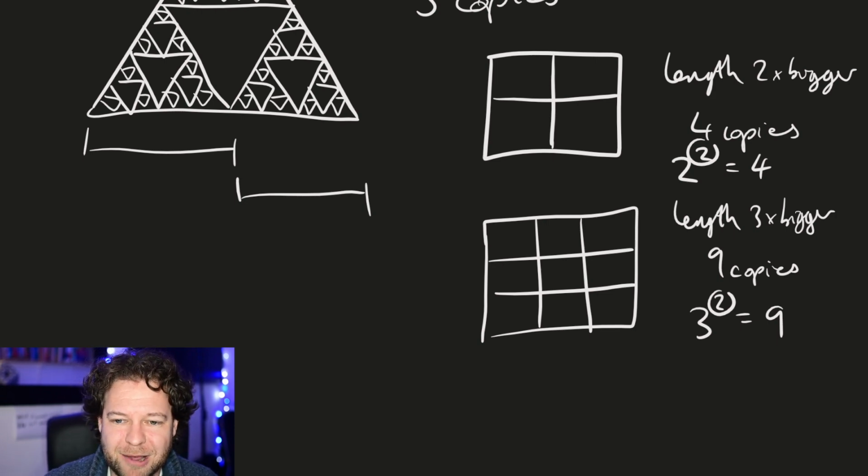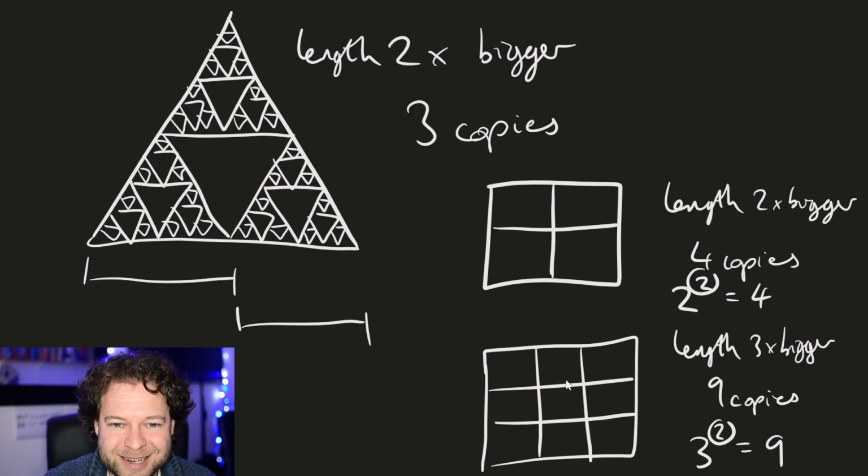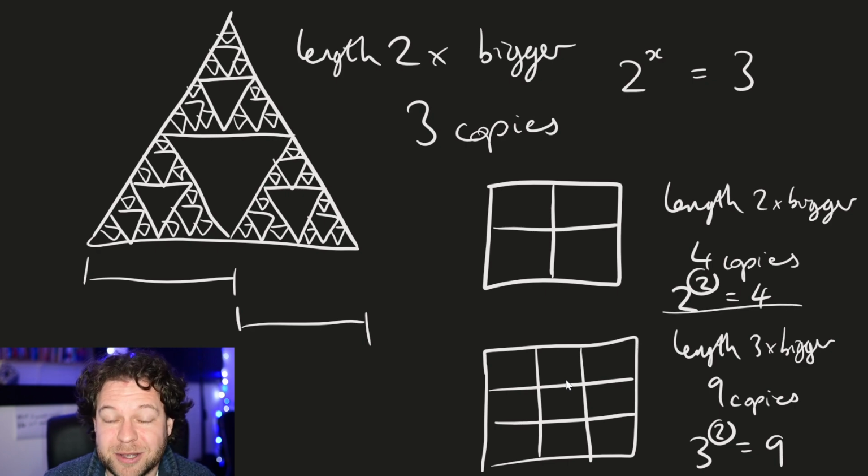But what I just wrote down about the Sierpinski one is that the length is 2 times bigger and you only need 3 copies. So if I tried to write down the same relationship, it would be 2 to the power of something, x, now equaling 3. And it's rather obvious that that x is not 1, because 2 to the power 1 is 2, and 2 to the power 2, for example, is 4. We've seen that down here. So what is x? Well, we could solve that, but the point is it's not going to be a whole number.